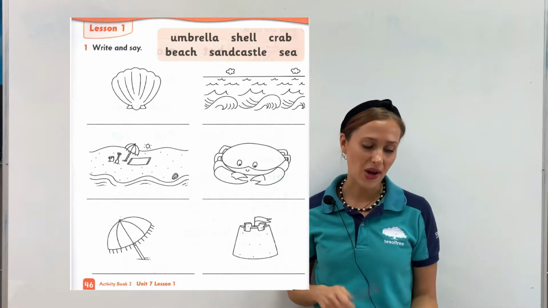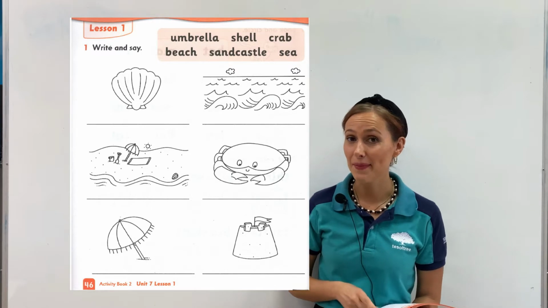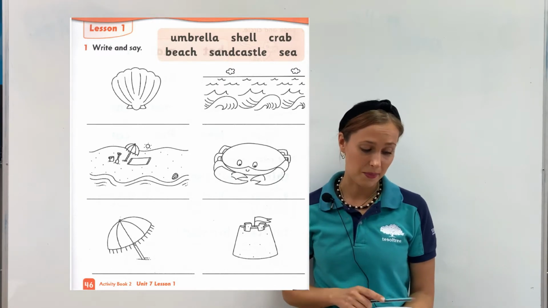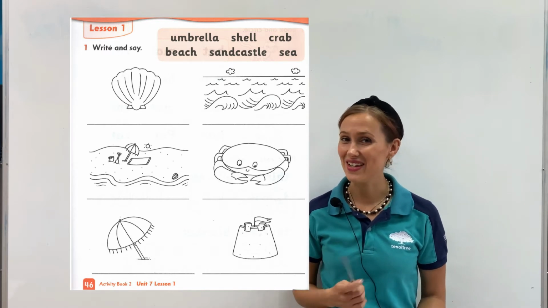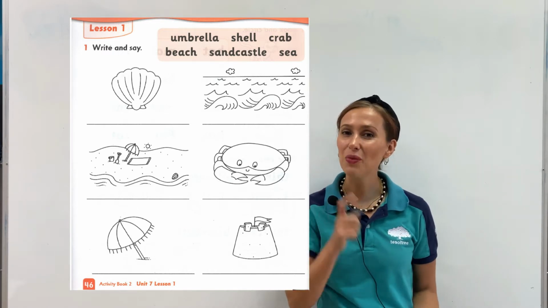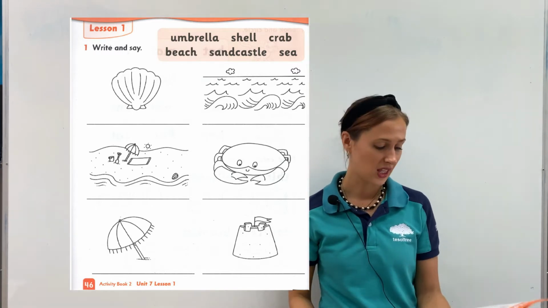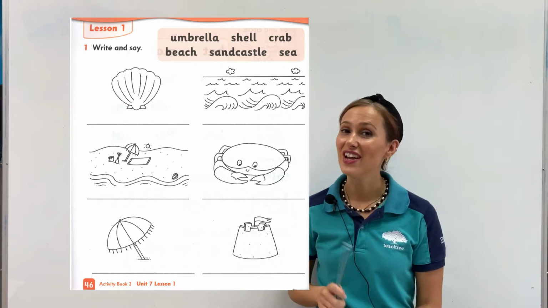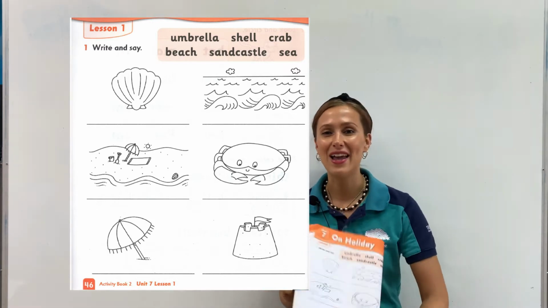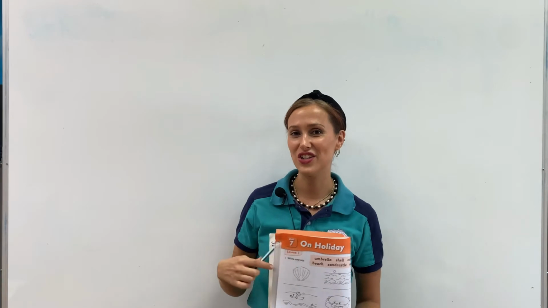Is it an umbrella? A shell? A crab? The beach? A sandcastle? Or the sea? I want you to write the correct words with the pictures. And if you finished 1, 2, 3, 4, 5, 6 words, it's time to get your colors out and color all the pictures on the page. Make it beautiful.